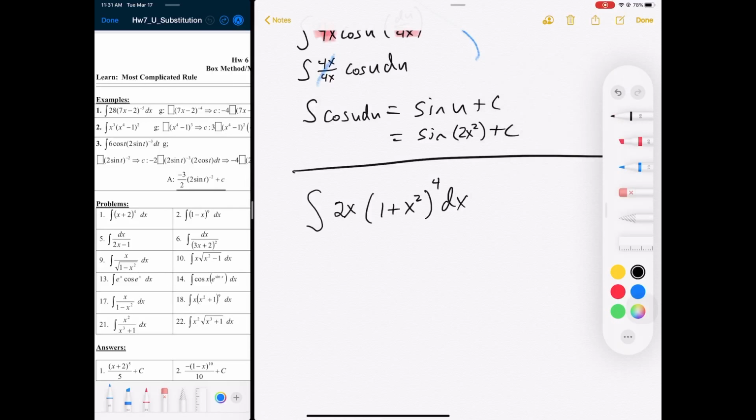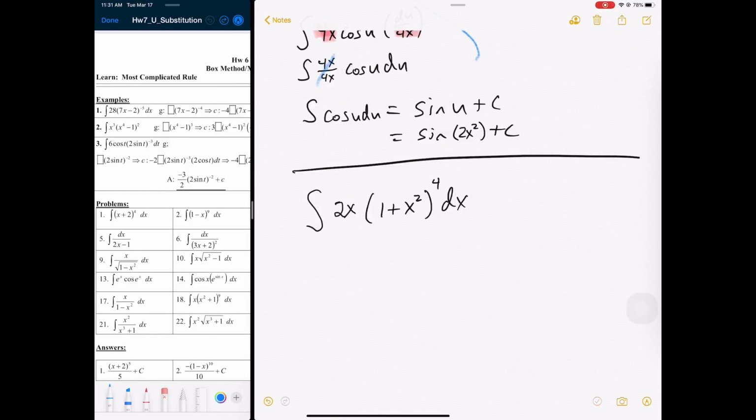But what if I told you this problem here was really the integral of u to the 4th du? What if I told you this problem? Because couldn't we take the integral of this guy pretty easily? Wasn't it just power rule? u to the 5 over 5 plus c. Power rule: 4 plus 1. That's how we end up with 5 over 5.